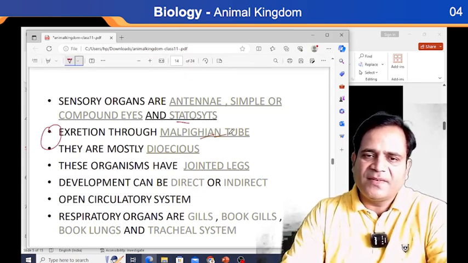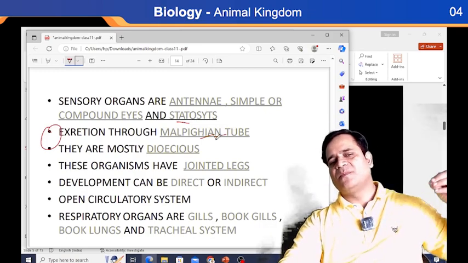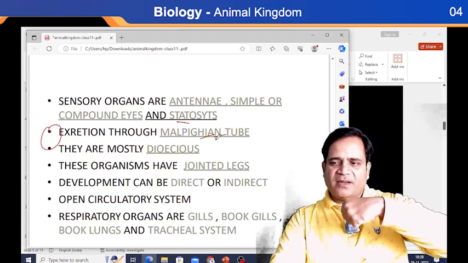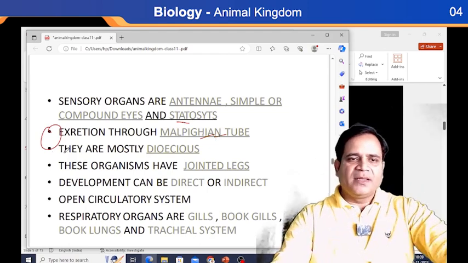Excretion through what? Malpighian tubes. The Malpighian tube is the small opening present on their body surface, and mainly the waste material is eliminated from there. Clear?